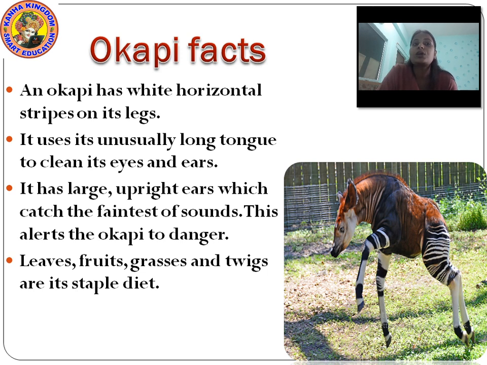It uses its unusually long tongue to clean its eyes and ears. This okapi has a long tongue that it uses to clean its eyes and its ears.